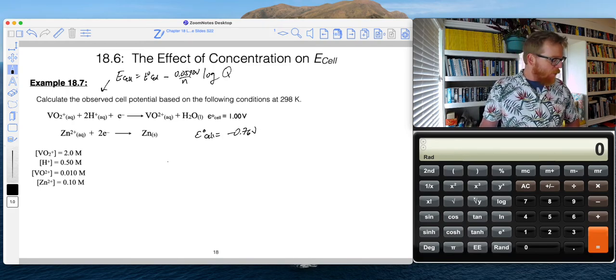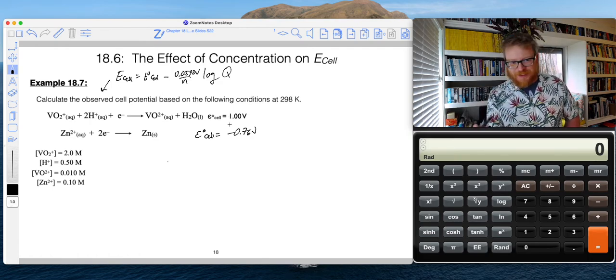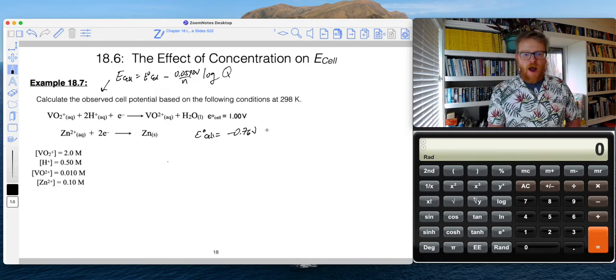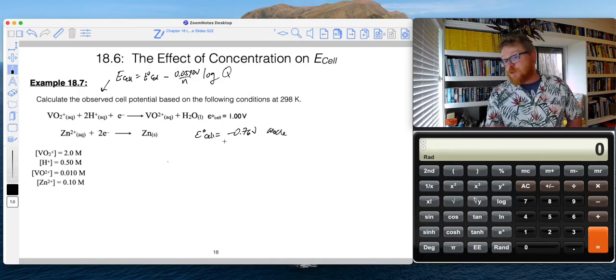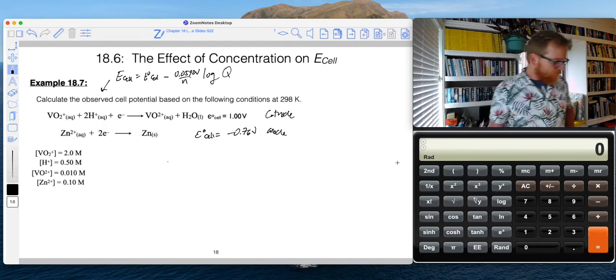Okay. So now we have to decide which one of these is going to be the anode and which is going to be the cathode. And if I flip this top one, that's negative 1 volts. So when I add those together, it'll be negative. So I want to flip this reaction. Okay. So that means this is the anode. And besides, we should recognize by now the more negative value of cell potential will always be the anode.